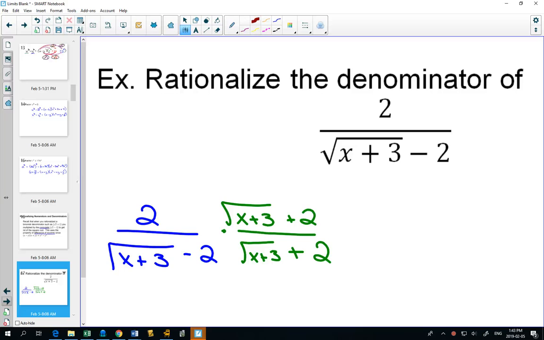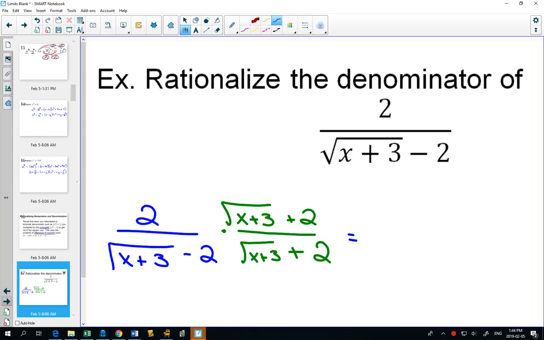But in math, multiplying by 1 is powerful because it doesn't change what it's equal to. It just changes what it looks like, right? If I have 3/5 and I multiply by 2 over 2, I get 6/10. 6/10 is still equal to 3/5, but it looks different. Same thing here. When I multiply by this, it's still equal, but it's going to look different.